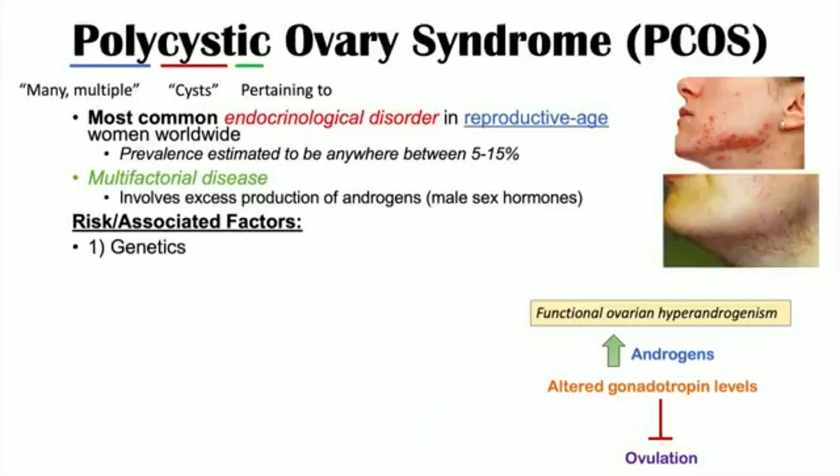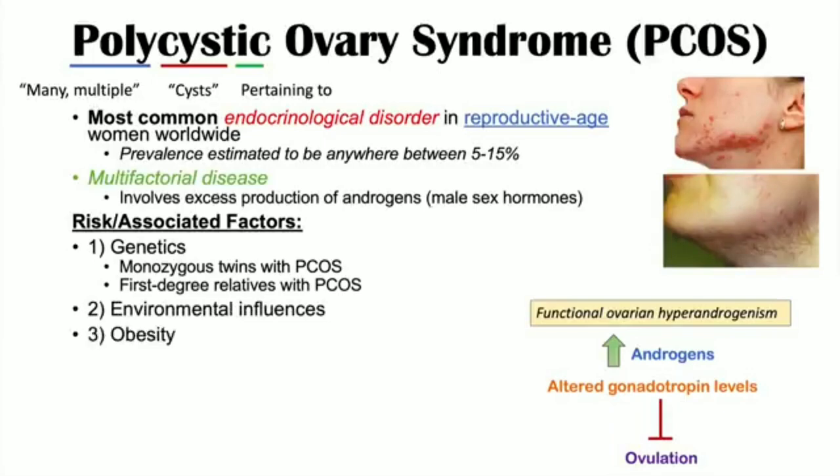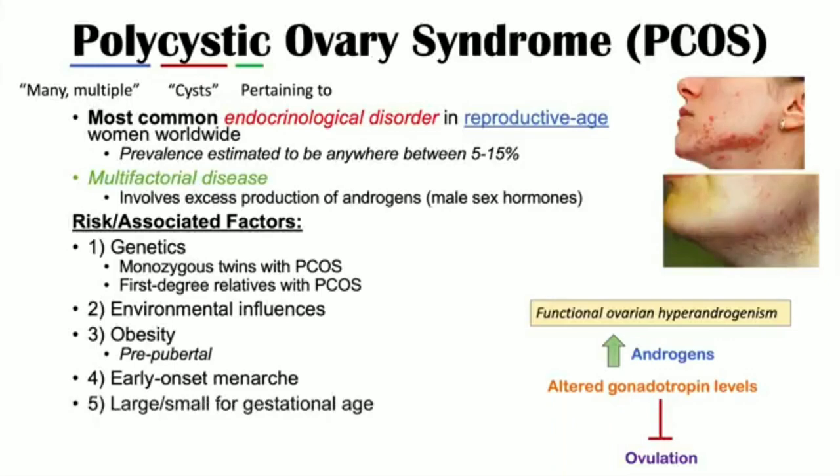It's a multifactorial disease. It involves excess production of androgens, male sex hormones, means testosterone involvement is increased rather than estrogen and progesterone. That causes functional ovarian hyperandrogenism. There is increased androgens and altered gonadotrophin levels that disrupt the ovulation process.